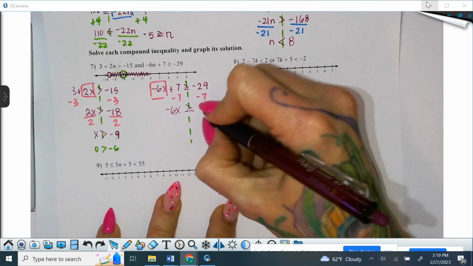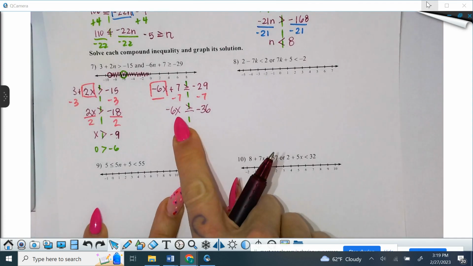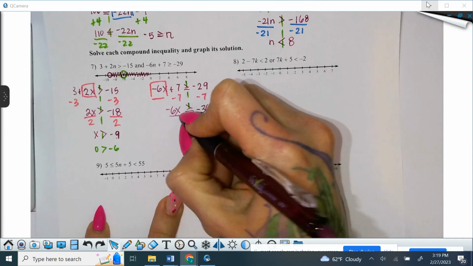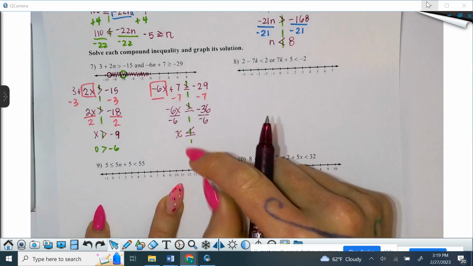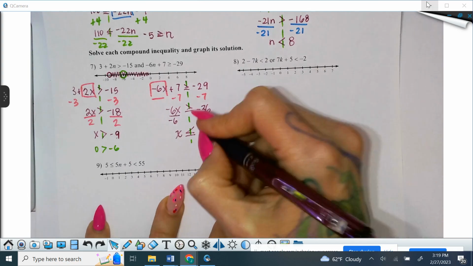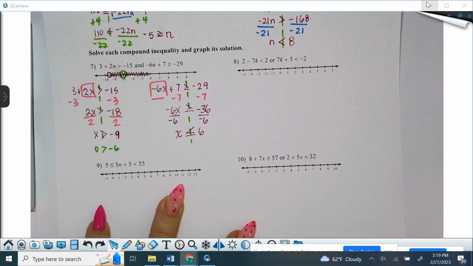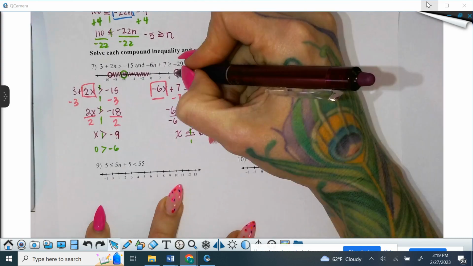This is a negative 6, so be careful. Remember, when we divide by a negative, we're going to flip our sign. So x is now going to be less than or equal to negative 36 divided by negative 6, and a negative and a negative give us a positive. So we're going to go to that positive 6. It has an equal to, so we're going to shade the circle in.